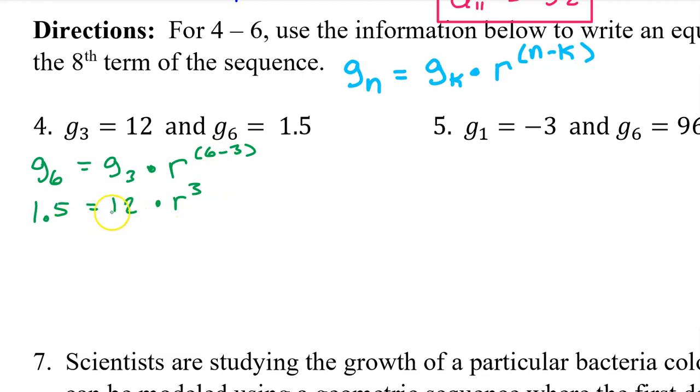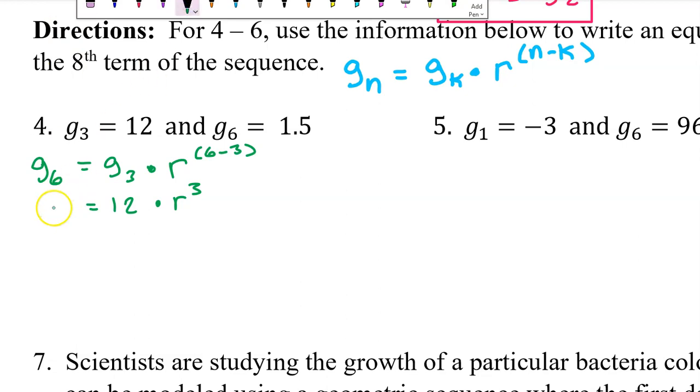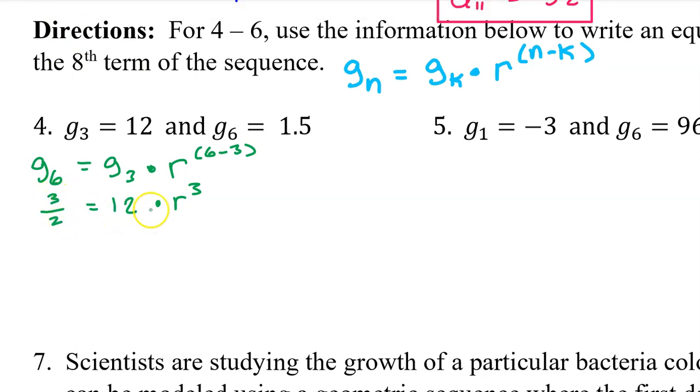So dividing both sides by 12, actually first let's rewrite this as a fraction. 1.5 is 3 over 2. It will be easier to see what I'm doing if I write this as a fraction. So when I divide both sides by 12, this 12 is going to end up multiplying the denominator. So on my next step, I'm going to have 3 over 24 is equal to r to the third power. But this reduces down to 1 over 8. And if you take the cube root of both sides, you get r is equal to 1/2.